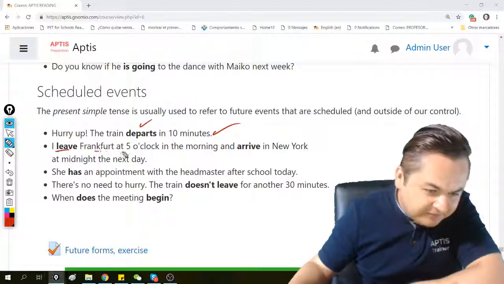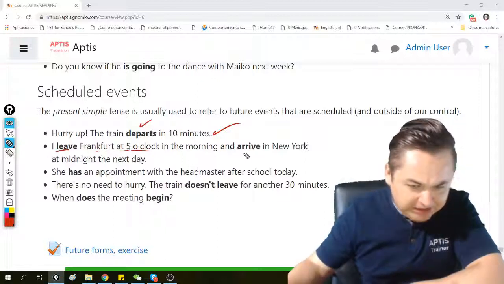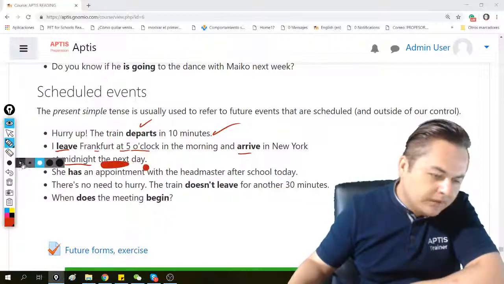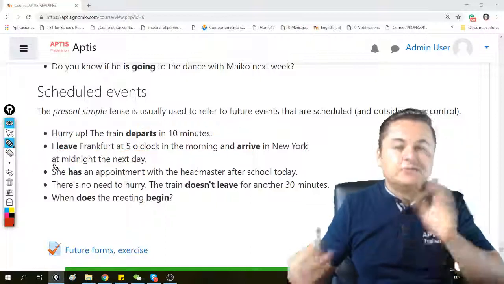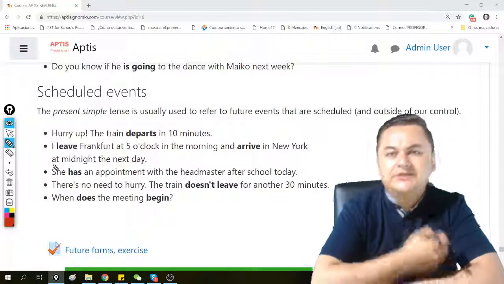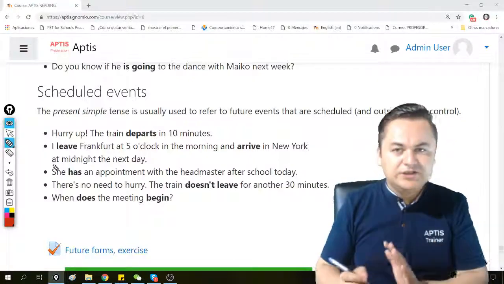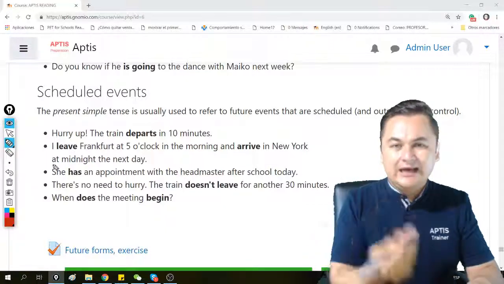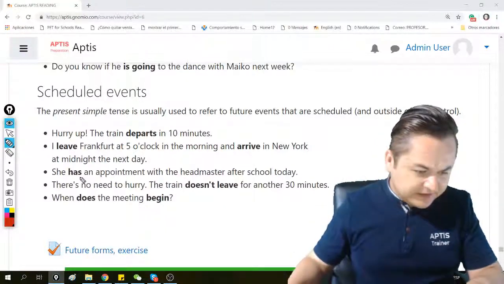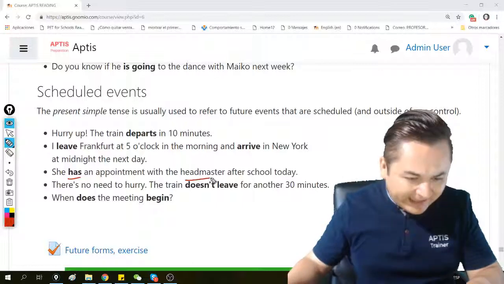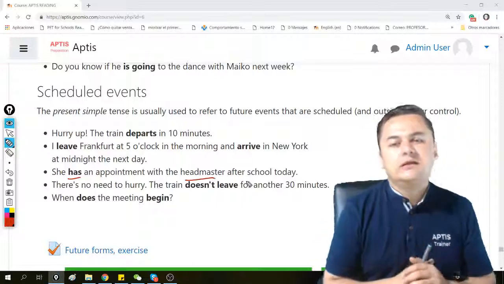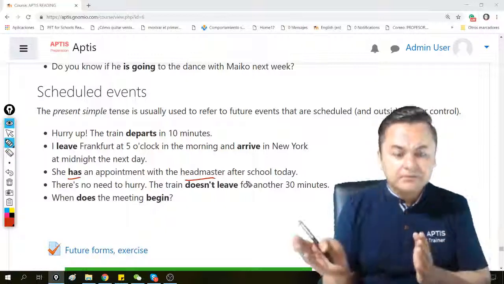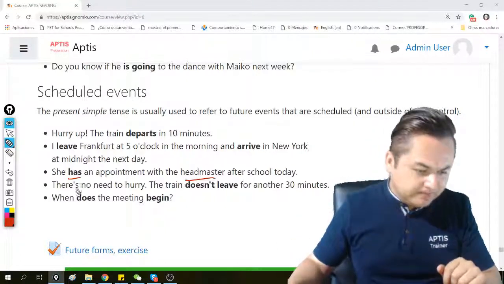I leave Frankfurt at 5 o'clock in the morning and arrive in New York at midnight the next day. What it means is that somebody else planned for this trip, the itinerary, the time of departure and arriving. So what it means is that I just need to adapt to this schedule. For example, she has an appointment with the headmaster after school today. The headmaster told her the time she could meet him, and now they're going to do it.